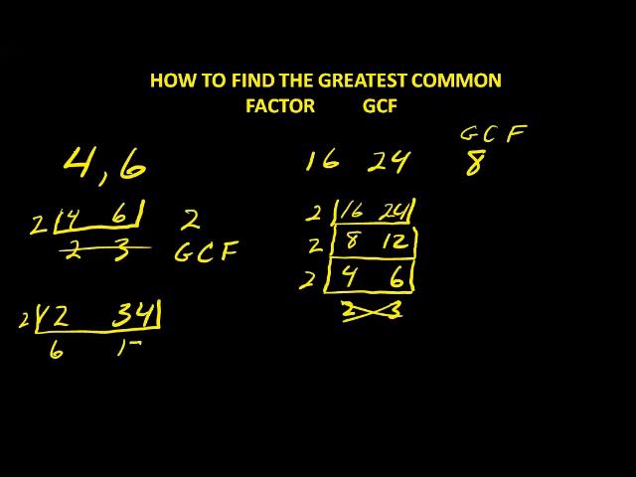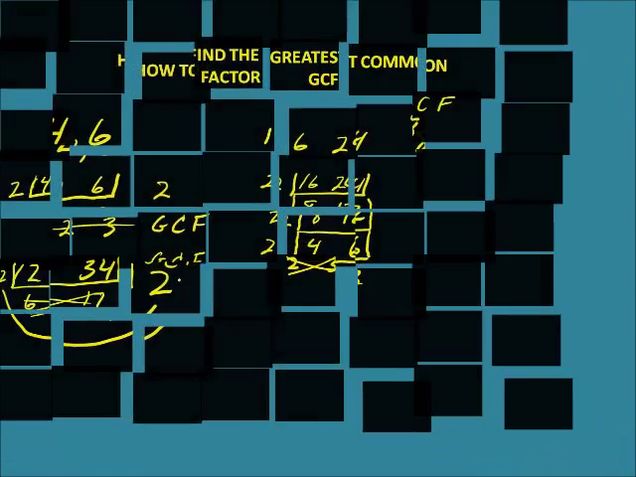2 goes into 12 6 times, and 2 goes into 34 17 times. So what is the greatest common factor of 6 and 17? Well, we can't divide anything evenly into 6 and 17, so we have to stop there, and our greatest common factor is 2. The GCF, greatest common factor of 12 and 34 is 2. There's our answer. Greatest common factor. And that's how you can find the greatest common factor of a pair of numbers.